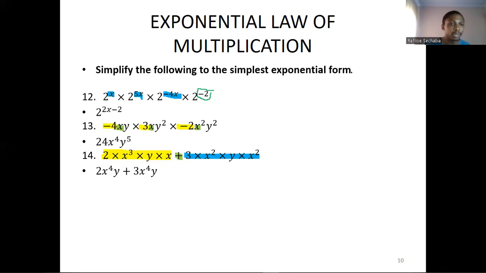What is 2 plus 3? It is 5. Remember what I've just said to you? You keep the variables the same. So my answer will still have x to the exponent of 4y. The only thing that you do when you're adding or subtracting like terms, you just add or subtract the coefficients. So my answer here will be 5x to the exponent of 4y.